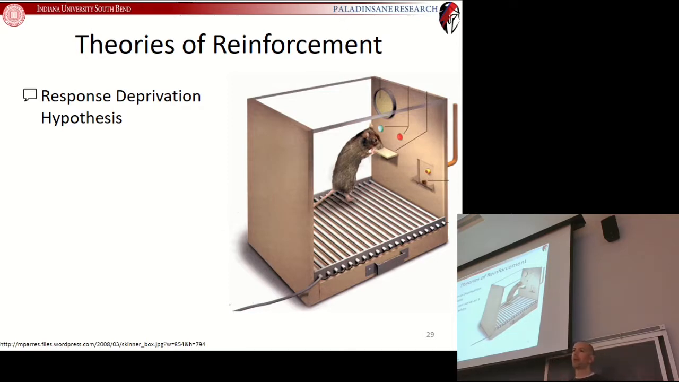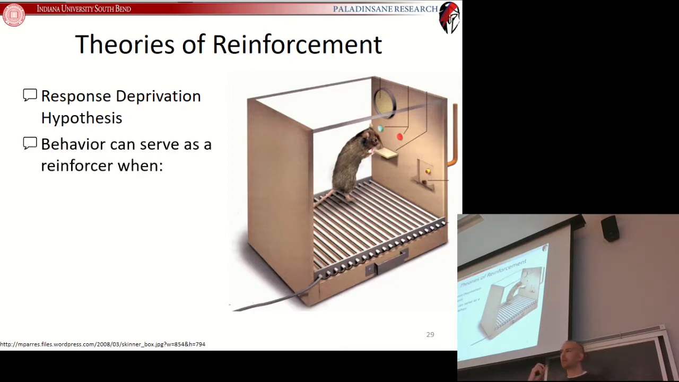And the response deprivation hypothesis says that a particular behavior, a specific type of behavior, will be a reinforcer when two conditions are satisfied. So if you satisfy those two conditions, you will be sure that this behavior can be used as a reinforcer. These two conditions are, number one, access to that behavior has to be restricted. So the organism cannot have as much of that behavior as they want. Some sort of access to the behavior has to be restricted.